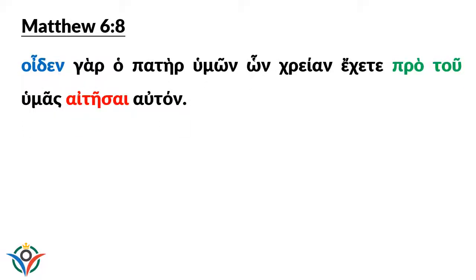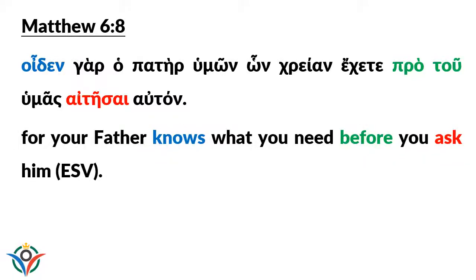Our third example is Matthew 6 verse 8. The Greek reads, Oiden gar ho patēr humōn hōn chreian echete pro tou humas aitēsai auton. So the ESV renders the Greek as, for your Father knows what you need before you ask him. So the infinitive in this verse is aitēsai. So how is that being used in this sentence? Are there any prepositional combinations to help us? And the answer once again is yes.